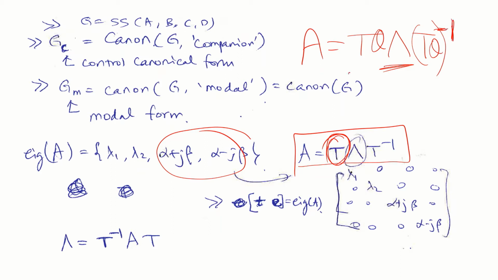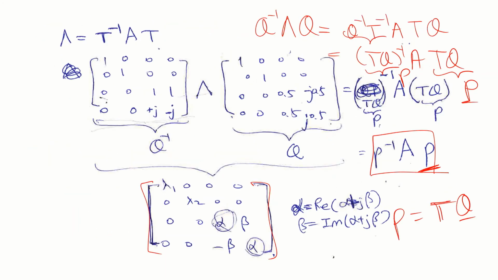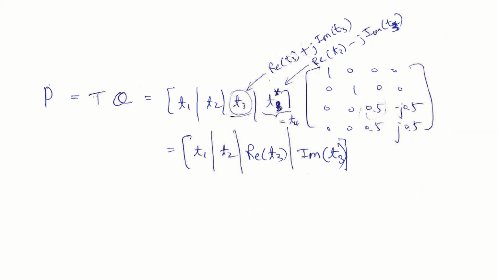So now you have P and you have the P inverse. Now you use a different transformation to get a different lambda. This is a new lambda you are going to get. So what would be the T and Q?